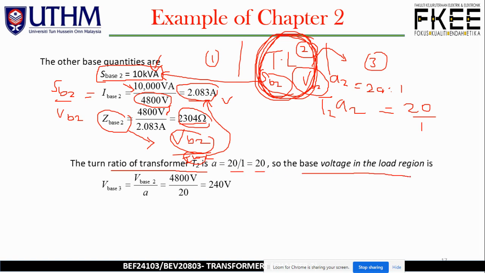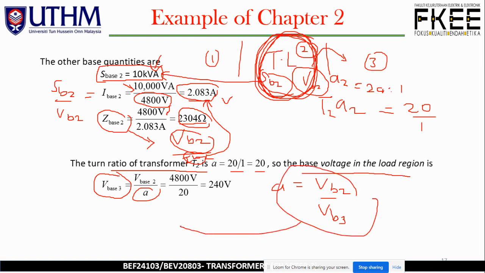So the base voltage in the load region, we just repeat similar steps to what we have done previously, but this time we have V base 3 equal to V base 2 over A. It originally comes from A equal to V base 2 over V base 3, rearranged into here, and again take the value of V base 2, which is 4,800 volt over 20, the turn ratio, giving V base 3 equal to 240 volt.